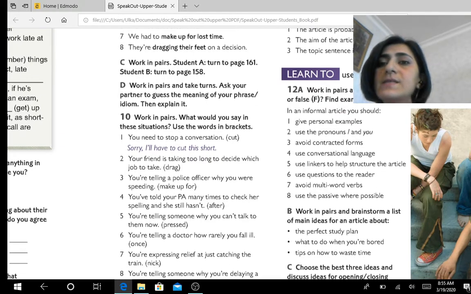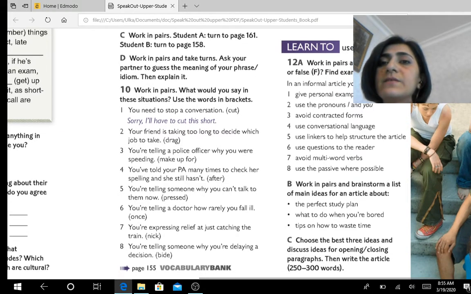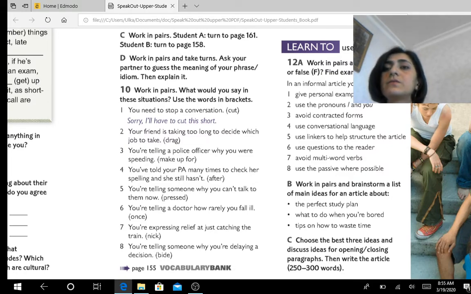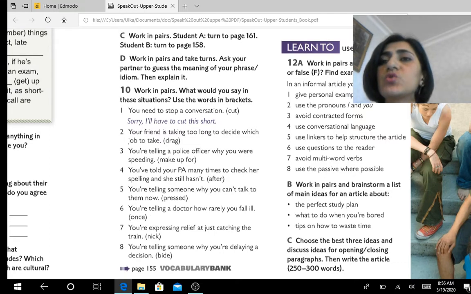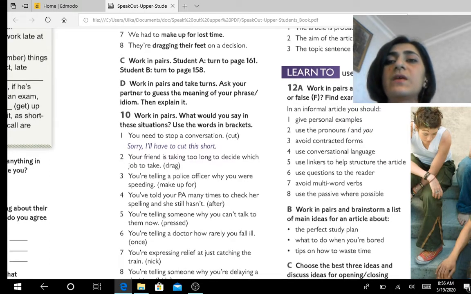In exercise 10, you have sentences, and in brackets, you have part of these idioms that you have just learned, like only one word, if the idiom is cut it short. But here you see in number 1, you have only the word cut. So you have been introduced to only one part of the idiom, one word, let's say. And what you should do here, see the question: what would you say in these situations? Use the words in brackets.